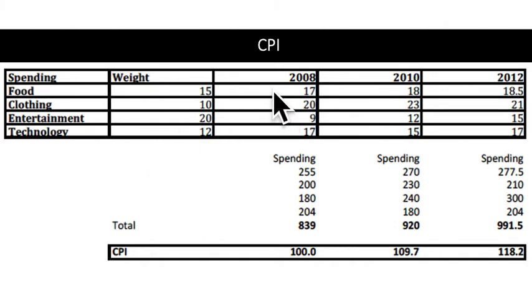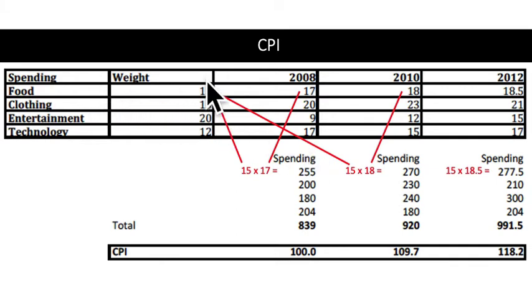And so you can see in 2008, food was bought 15 times and it was costing 17 each. And so our spending on food is 15 times 17 in 2008. Our spending on food in 2010 is 15 times 18, and our spending on food in 2012 is 15 times 18.5. And so this is how you calculate each of the spendings. And so you need to do that for each of the different categories.